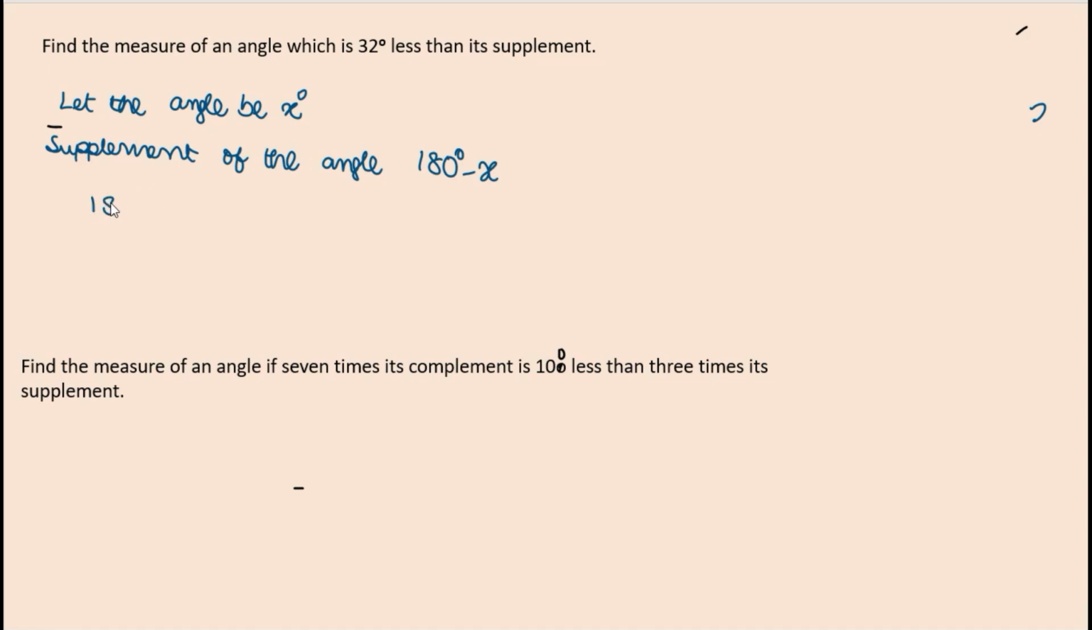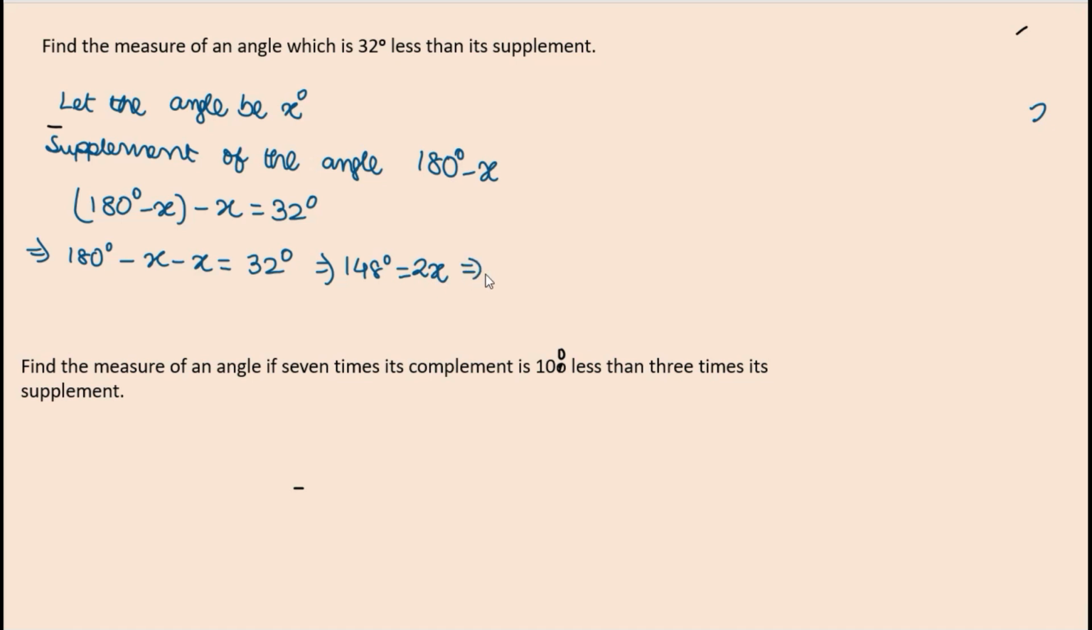So this angle x is 32 degree less than the supplement. That is, we will frame the equation in this way: 180 degree minus x equals x plus 32 degree. So 148 degree equals twice x. So x is 74 degree. Okay, so the measure of the angle is 74 degree.